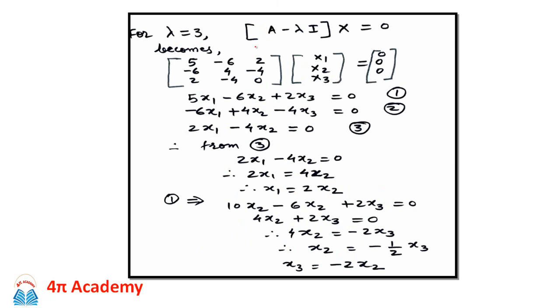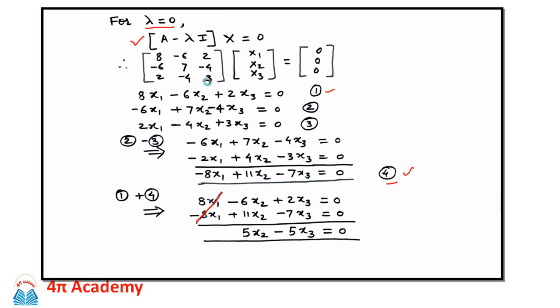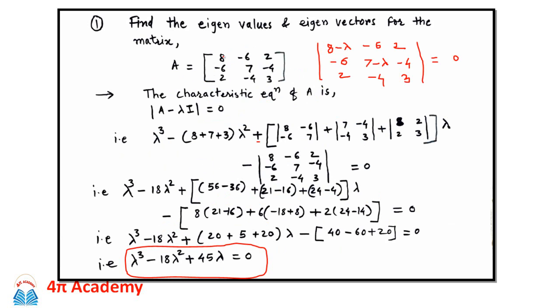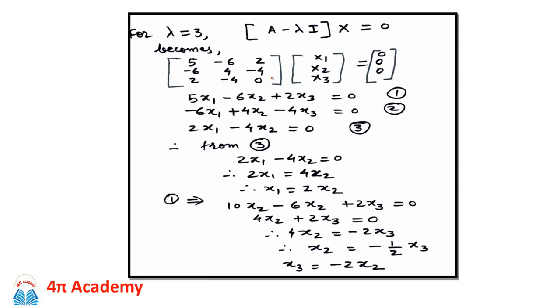Now the matrix equation A minus lambda I into x is equal to 0 becomes 5, because now we have to subtract this 3 as the eigenvalue from the matrix A. So 8 minus 3 is 5. For this it will be 7 minus 3, that is 4, and for this 3 minus 3, that is 0. So this matrix becomes 5 minus 6 2, then minus 6 4 minus 4, then 2 minus 4 0 times x1 x2 x3 is equal to 0 0 0.